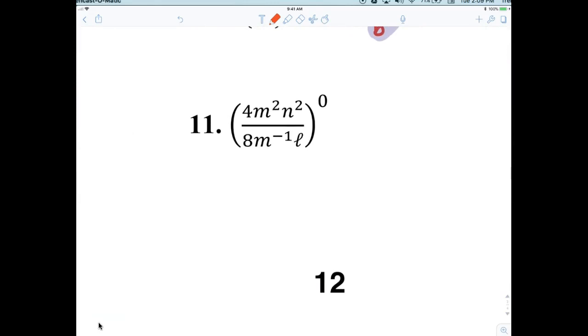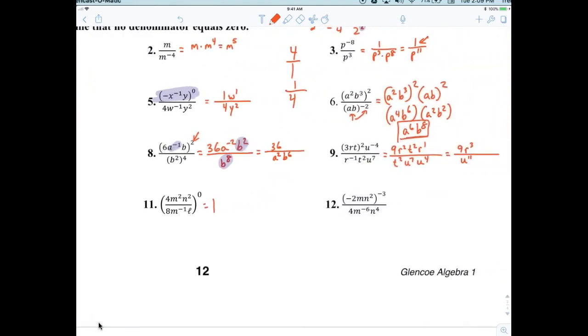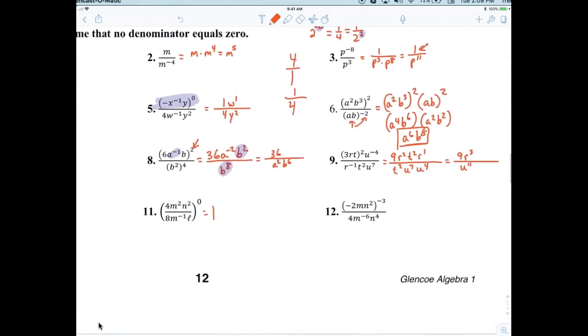I just flashed by number 11 for a second. So scared. Wow, it's so scary. Anything to the 0 power is? 1. That equals 1. That's how scary that was. Such a scary one. What? On number 8. Come on. Or number 9. Yes, yes.